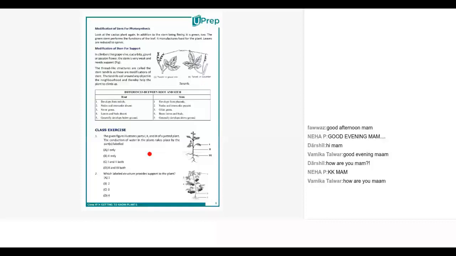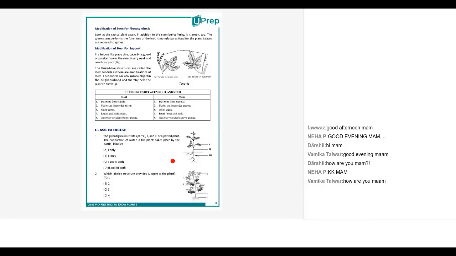Yes, ma'am. So the given figure illustrates parts 1, 2, and 3 of a potted plant. The conduction of water in the plants takes place by the parts labeled. Shall I read the options also? Yeah, you answer first. You will have to answer it. So tell me what is the answer. Ma'am, what do you mean by conduction? Conduction is the same process that we discussed. Conduction is basically transportation.